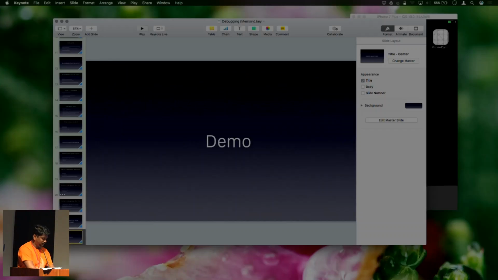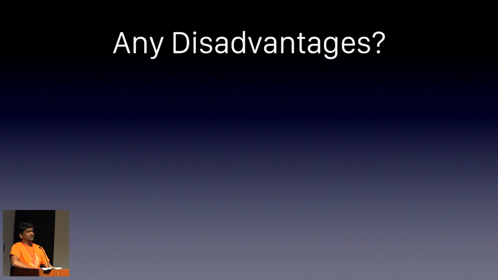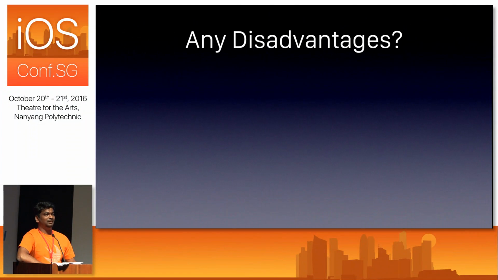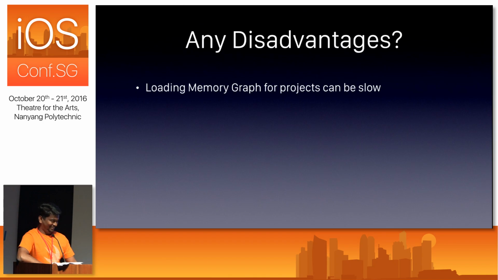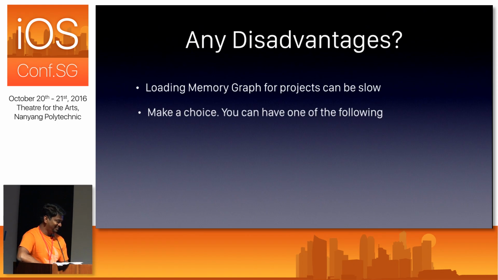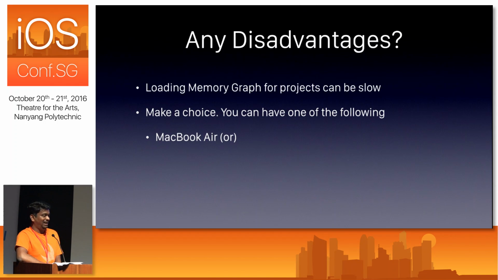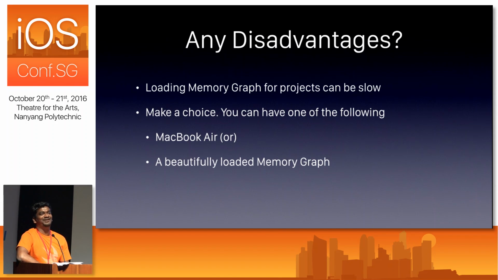Back to slides. So, any disadvantages? My computer is four years old. I'm waiting for the Apple event. Loading the memory graph for a project this small took me about 5-10 seconds. I tried it on a MacBook Air. If you have an air conditioner at home, it's okay, but otherwise you have to make a choice. You can have a MacBook Air, or you can have a beautifully loaded memory graph, okay?